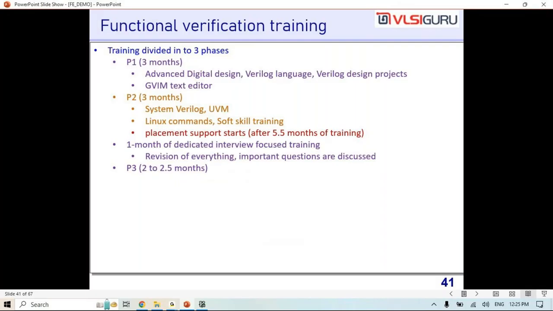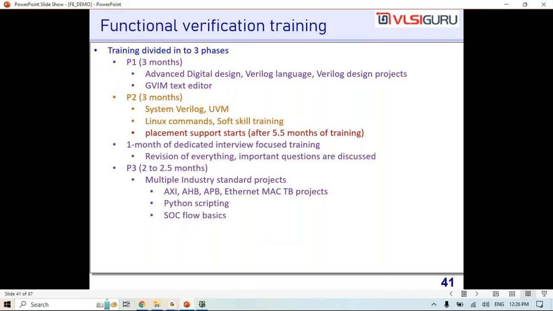Important questions are discussed. The final phase is the important one actually. This is where your very practical training will happen. What very practical means is you learn actual industry-level projects, multiple industry standard projects like AXI, AHB, APB. Multiple projects will be done during that period. Python scripting, SoC flow basics.